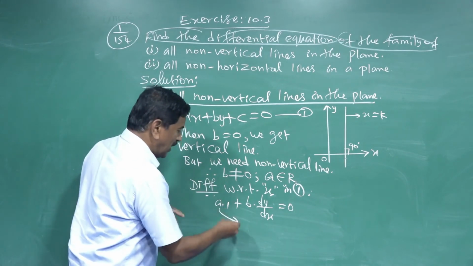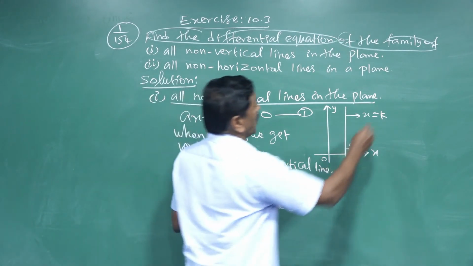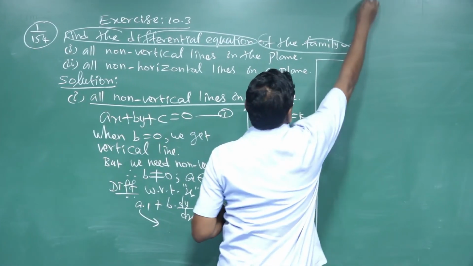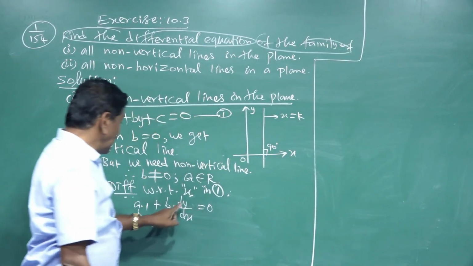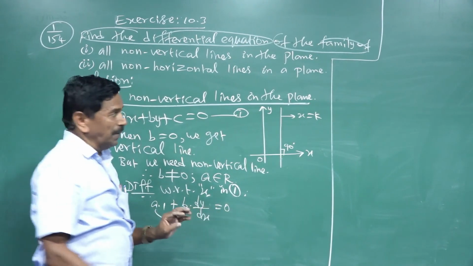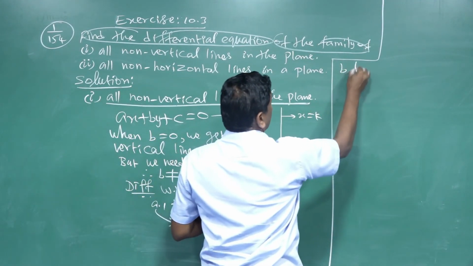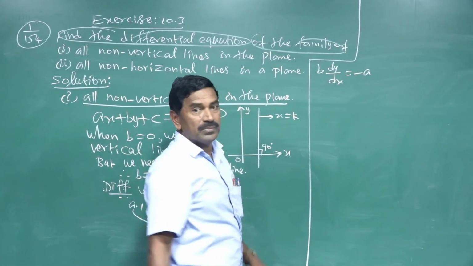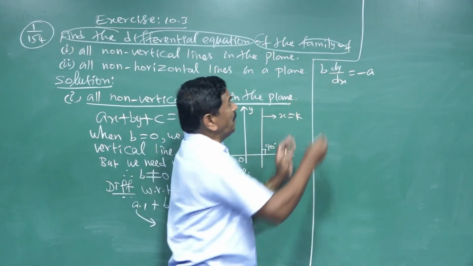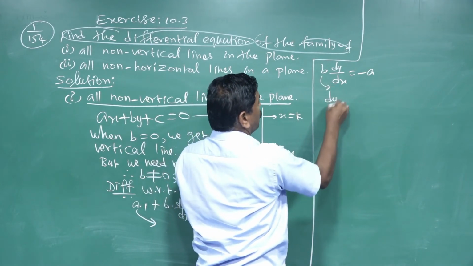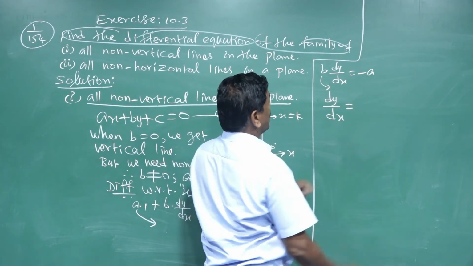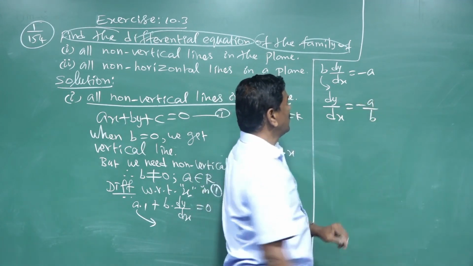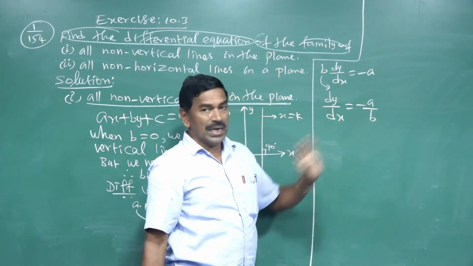Now very simple. This plus a goes to the right, becomes minus a. So your answer is b into dy by dx equal to minus a. Now next step. This b goes to the right, becomes divided by b. Therefore, dy by dx is equal to minus a by b.